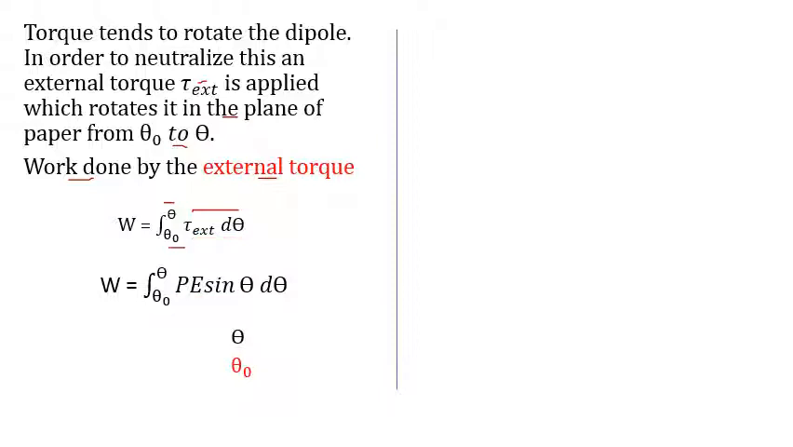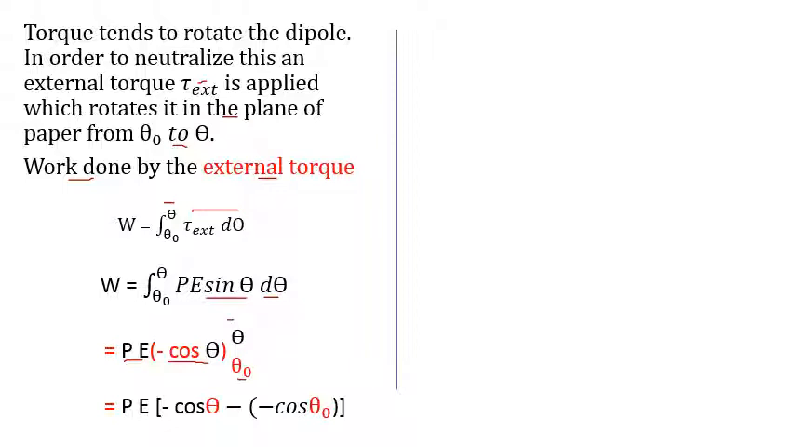Now find the integration of this. What is constant here? P E is constant. So what is the next step? See here, P E is constant, and the integration of sine theta with d theta is minus cos theta. Now let us substitute these limits. First we will substitute the upper limit, that is minus cos of theta, then the lower limit, minus cos of theta 0. Now this minus and this minus will become plus. So simplify it and see, this is the next step.